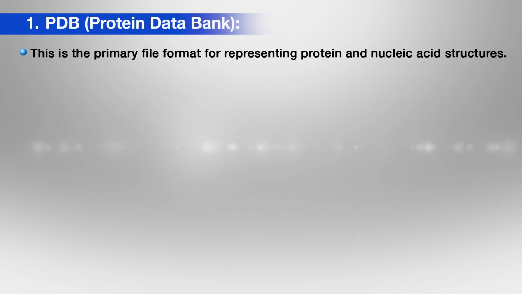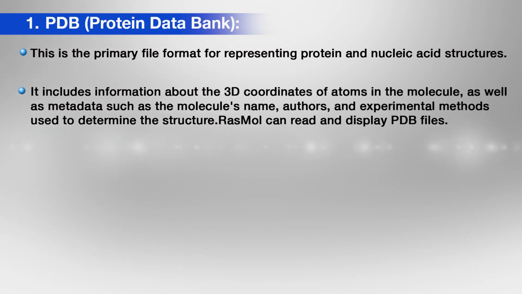Here are some of the file formats that RASMOL can typically handle. Protein Data Bank file format. This is the primary file format for representing protein and nucleic acid structure. It includes information about the 3D coordinates of atoms in the molecule, as well as metadata such as molecule name, authors and experimental method used to determine the structure. RASMOL can read and display PDB files.